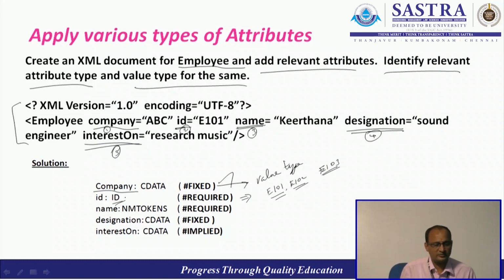employee ID. And for the first one, I have given CDATA, which is character data. Any values can be given for company, but the company also I have given a fixed type value. So I should give only the specified value, like ABC company or ABC Infotech. Every employee should enter only that value.